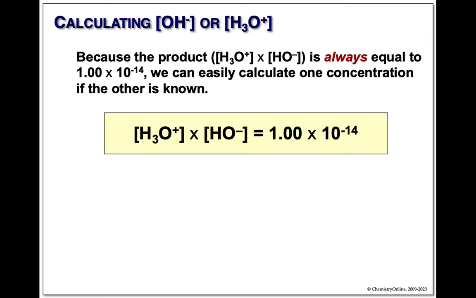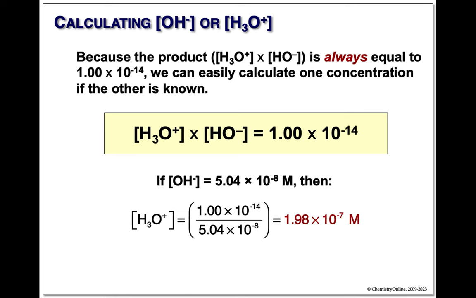Let's take this equation and just do something quick with it. Because this is always going to be true, regardless of what these are, if you're in water, this equation is going to be true. If I tell you hydroxide was 5 times 10 to the minus 8 molar, and I ask you what was hydronium, what you would simply have to do is to take 10 to the minus 14, divide by hydroxide, and you get hydronium. If you multiply them back, you're back at 10 to the minus 14. Any questions?